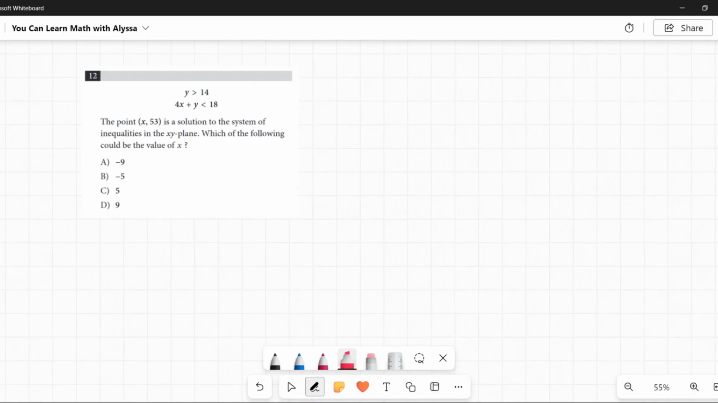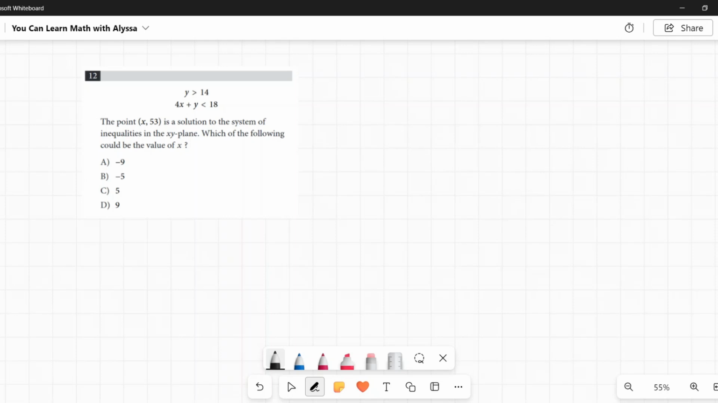y is greater than 14, 4x plus y is less than 18. The point (x, 53) is a solution to the system of inequalities in the xy plane. Which of the following could be the value of x? All right, again, two ways to do this, just like with the previous problem. You can do this graphically in your graphing calculator. You can do it mathematically.